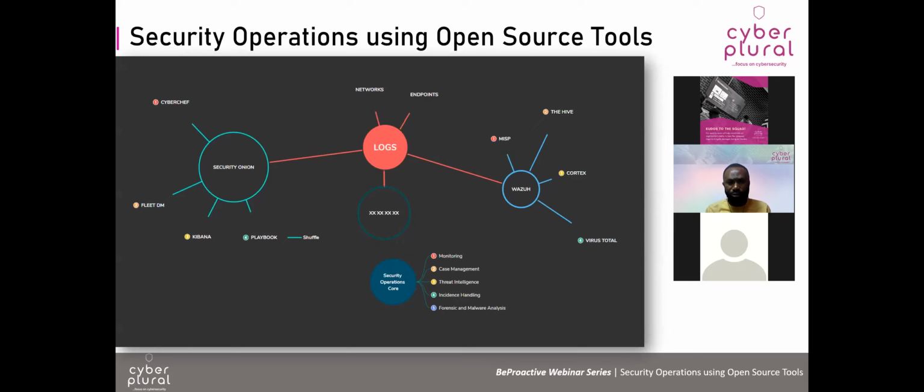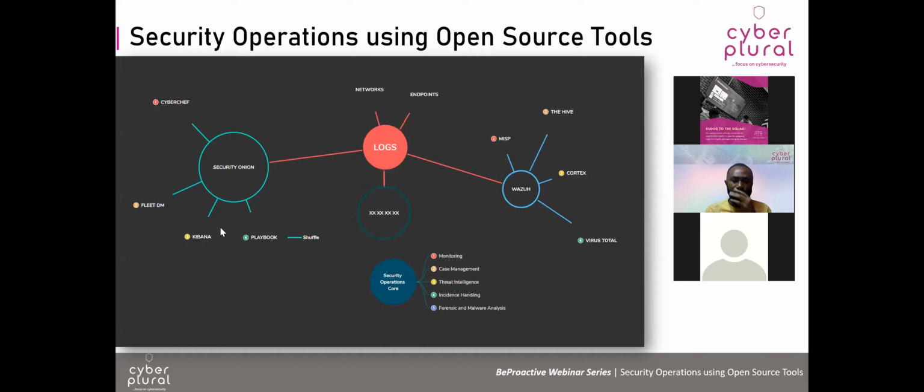Then you also have the Fleet DM. Now, this Fleet basically works with OSQuery. This is where all systems that have the OSQuery agent running on them can be managed from your Fleet DM. And this Fleet DM comes by default in Security Onion.